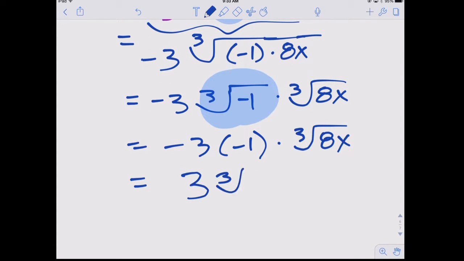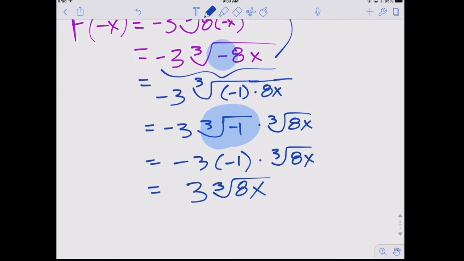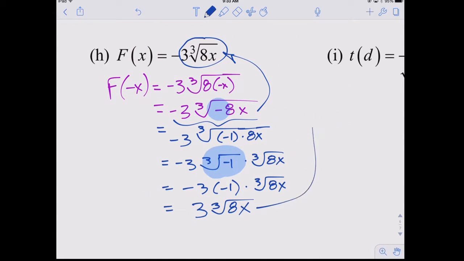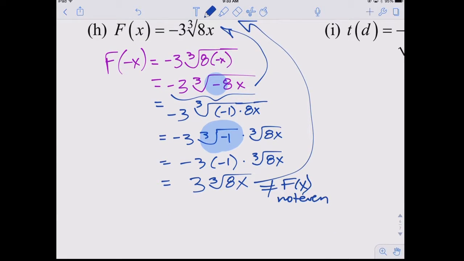Positive 3. So I simplified it down to that. Now let's do our analysis again. Is this the same as what we started with? No, it's not. So it's not going to equal f of x, so it's not even. But is it the opposite of what we started with? Yes, we started with a negative 3 times that, and now we have a positive 3 times that. So this does equal the opposite of f of x. So f of x is odd. It has origin symmetry.